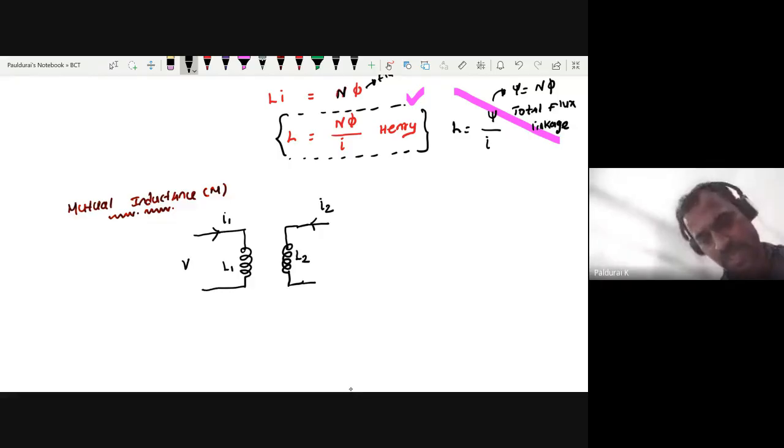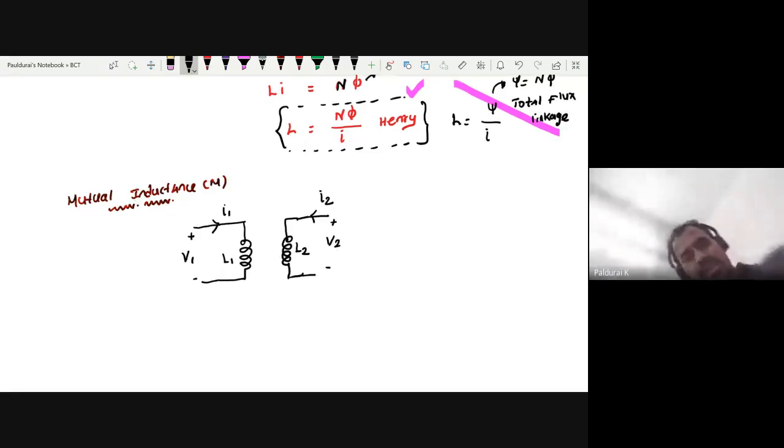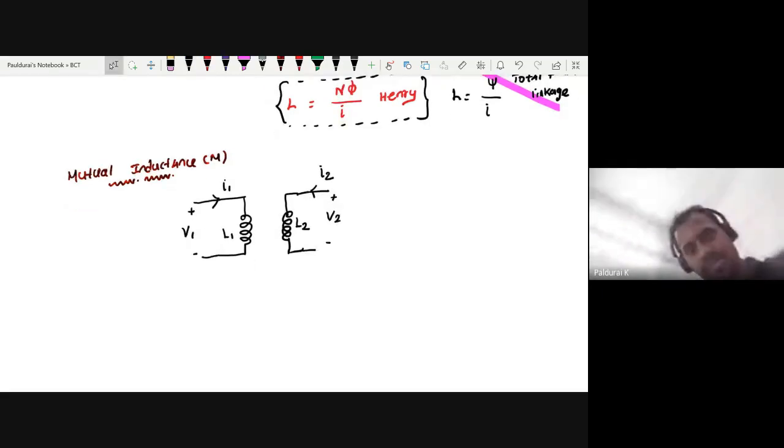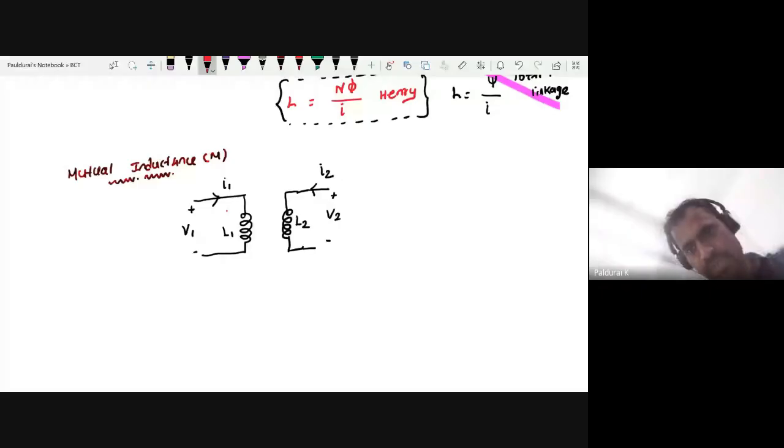Here I am applying some voltage V1, plus minus. Here the voltage V2, plus minus. Okay. Now, what is mutual inductance? And here the number of turns is N1, and here the number of turns is N2. And you want to know one thing: phi is the flux.